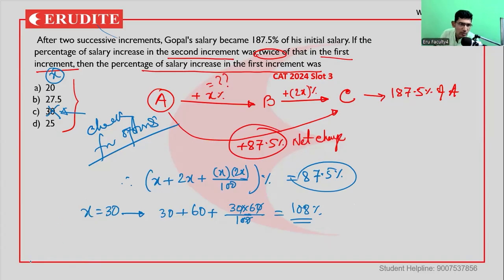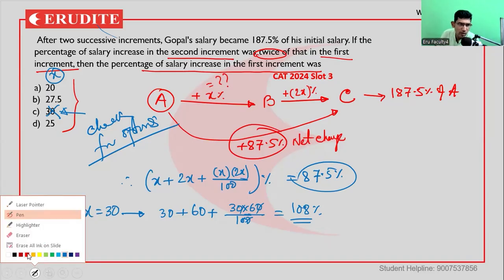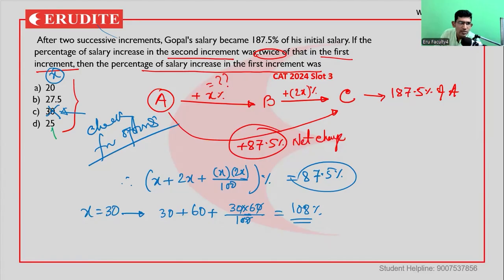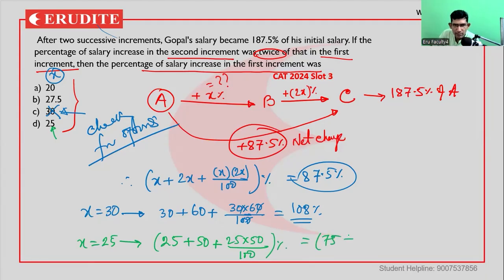ठीक है. So next option if I take after 30, next option if I take favorable option, I take 25%, then what happens? If I take x equal to 25, then what happens? 25 plus 50 plus 25 into 50 by 100, which is equal to what? 75 plus 12.5, मतलब 87.5. तो क्वेश्चन के साथ डिटो मैच हो गया, which means x must be equal to 25%. So option D is my confirmed answer.